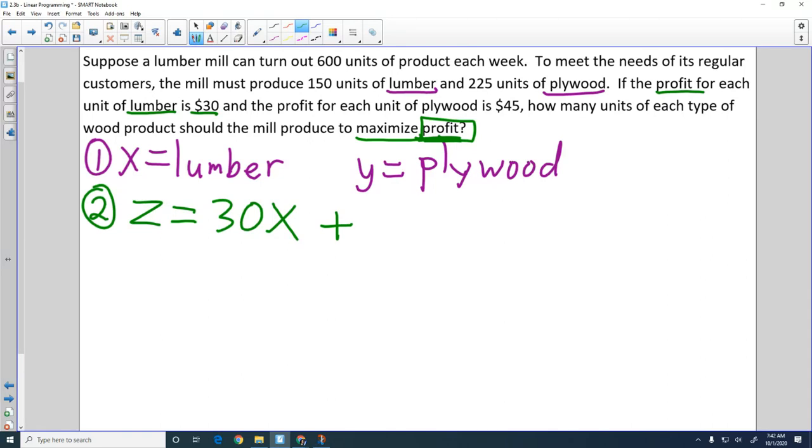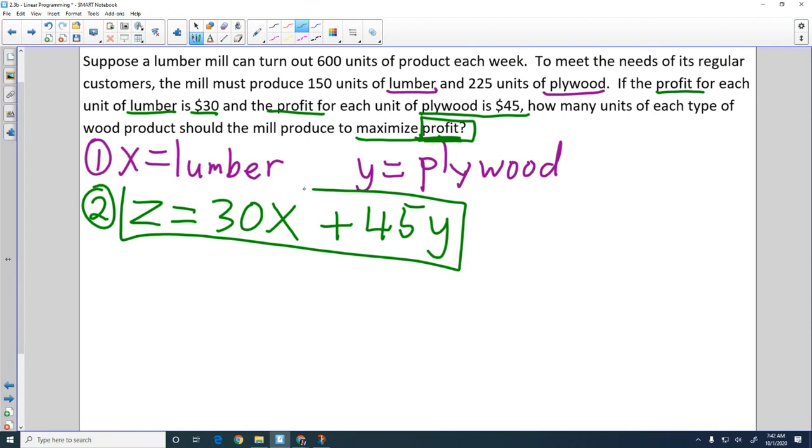Yeah, right there. It says the profit for each plywood is $45. So what should I write in my z function next to represent that profit? 45y, right? Because y is the number of units of plywood. 45y. So this right here is our optimization function. That's the new piece right here.